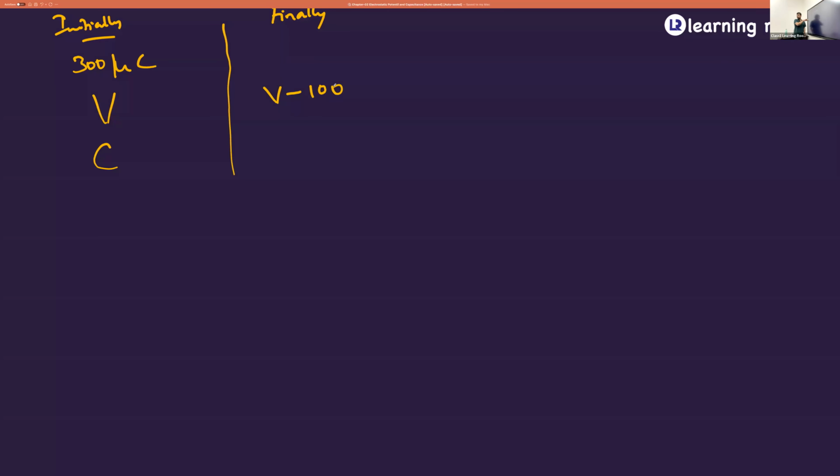By doing this, did you affect the capacitance? Nothing, because it is independent of all these things. But what happened to the charge stored in it? Reduced by 100 or reduced to 100? Read the question. No, it becomes 100. Potential is reduced by 100. Charge becomes 100. So you should not write 300 minus 100. Don't write 200. Becomes 100 means here it is 100.